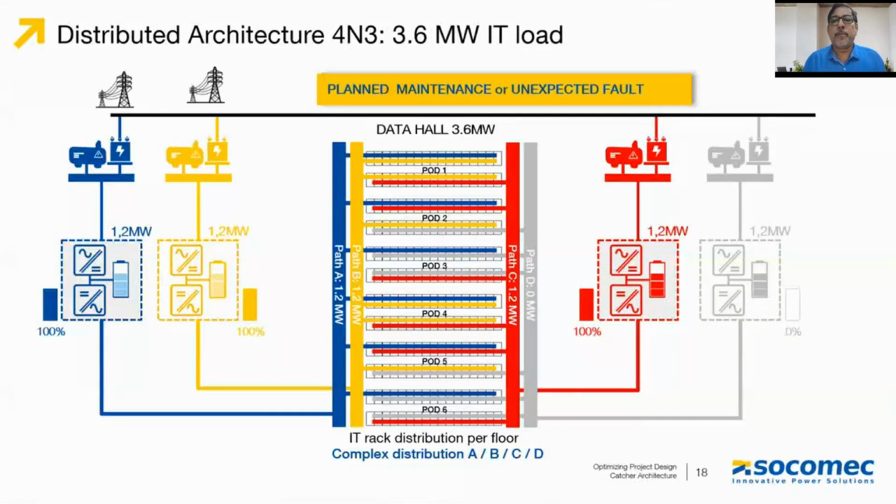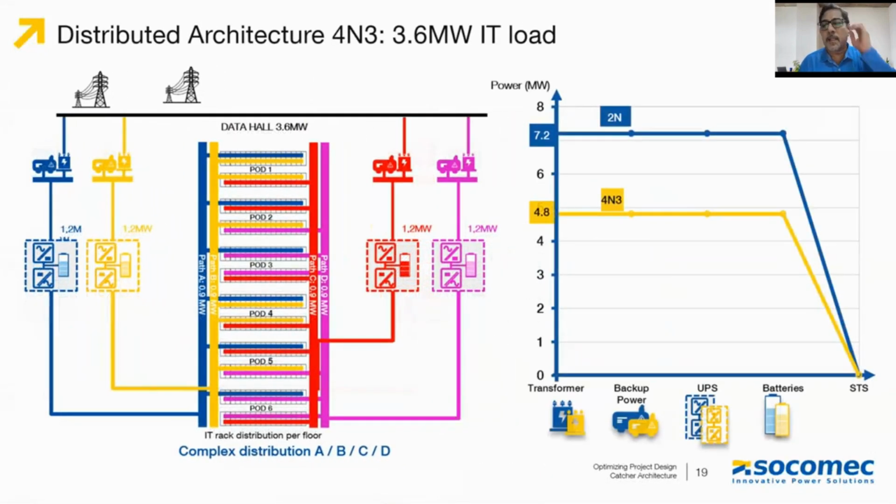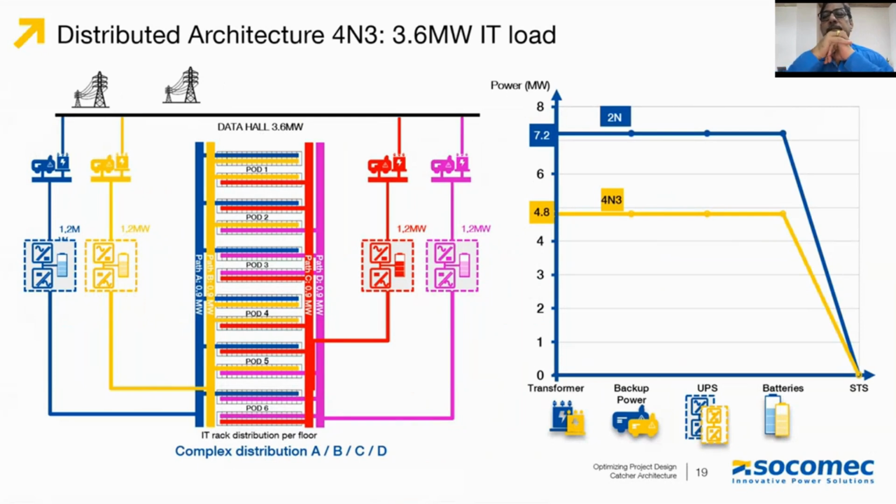So in case of outage of one, the remaining three systems will take care of the total load. Right. Now, as a first level comparison with the 2N, the installed capacity of the UPS systems reduces to around 4.8 megawatts in this 4N3 architecture. And you can also observe the upstream transformer and backup power requirements can be proportionately scaled down. Batteries obviously are reduced by default because the number of systems is reduced from 7.2 to 4.8.